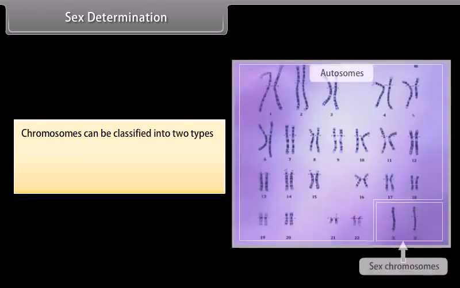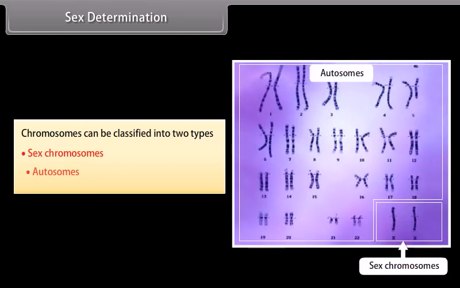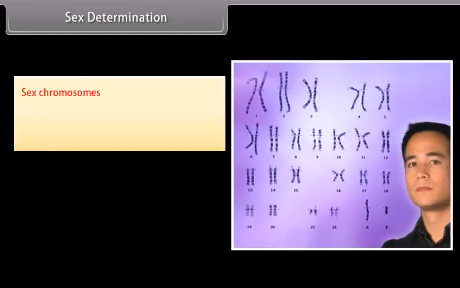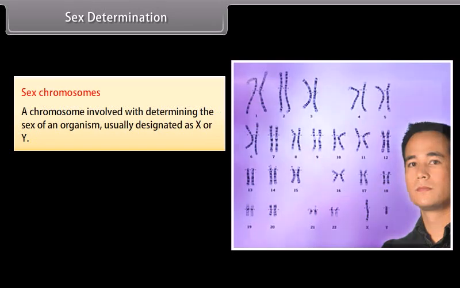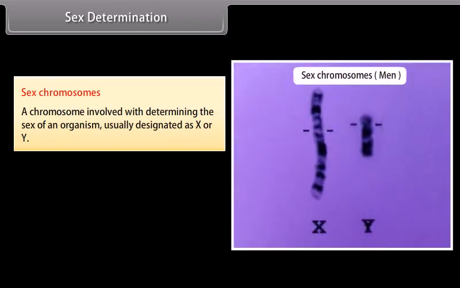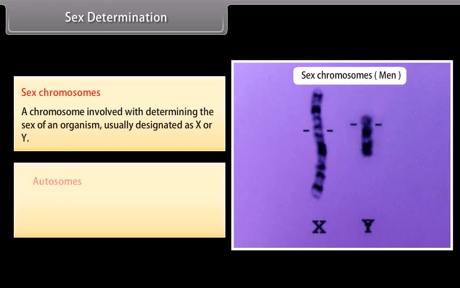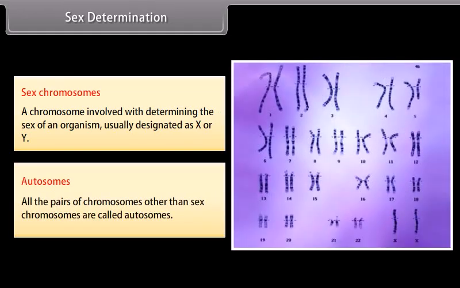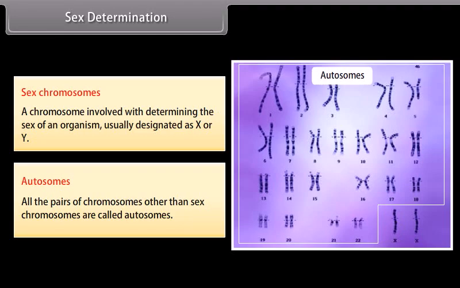Sex determination. Chromosomes can be classified into two types: sex chromosomes and autosomes. Sex chromosomes: a chromosome involved in determining the sex of an organism, usually designated as X or Y. Autosomes: all the pairs of chromosomes other than the sex chromosomes are called autosomes.